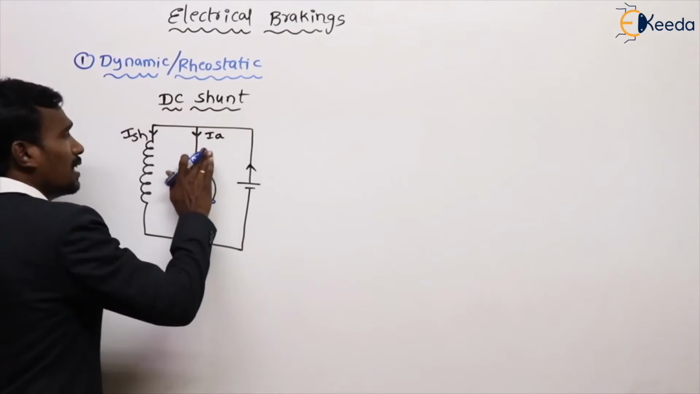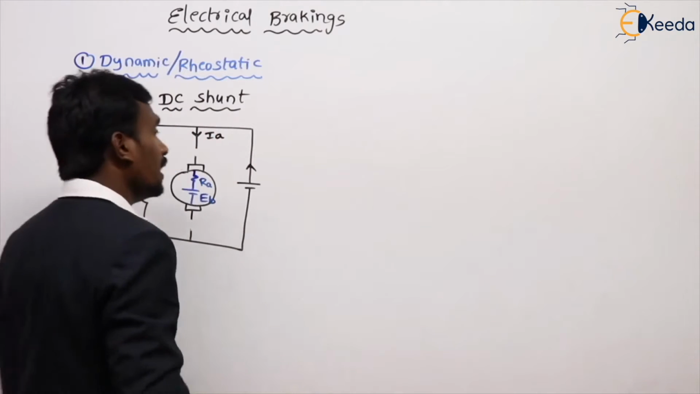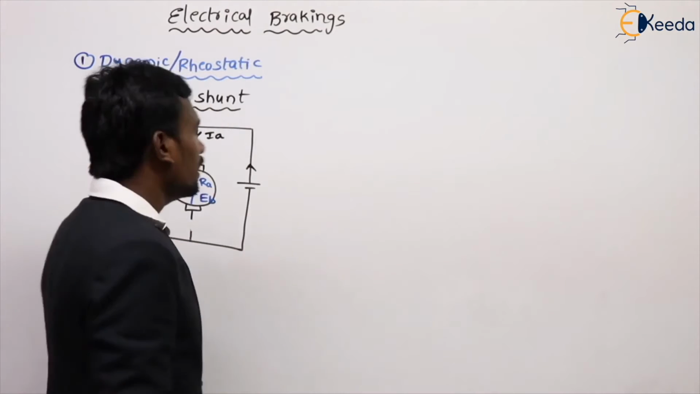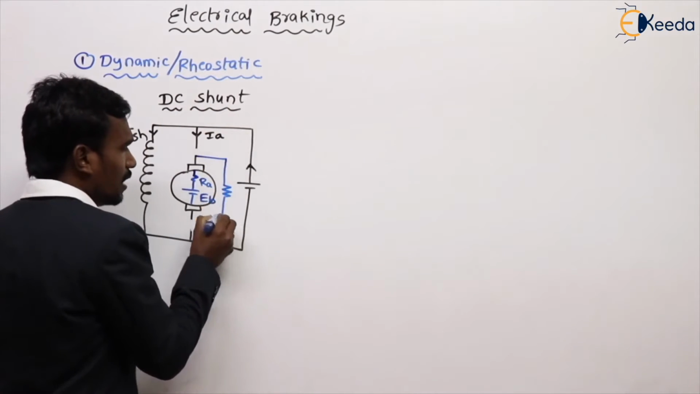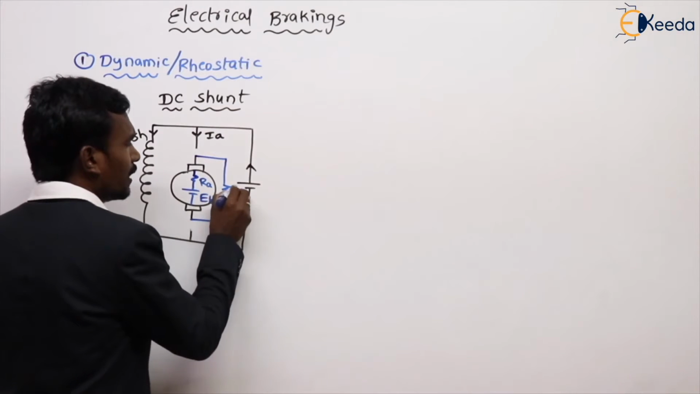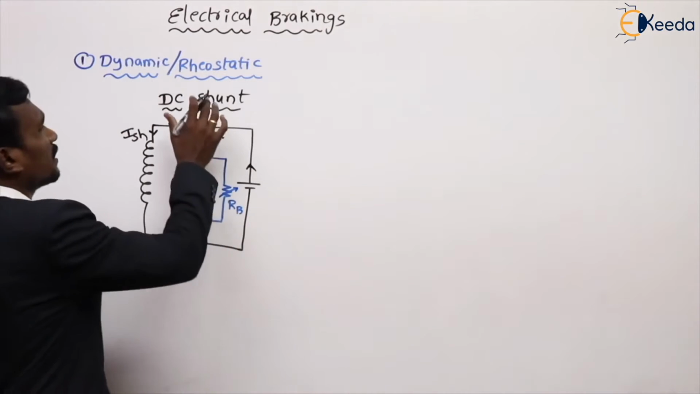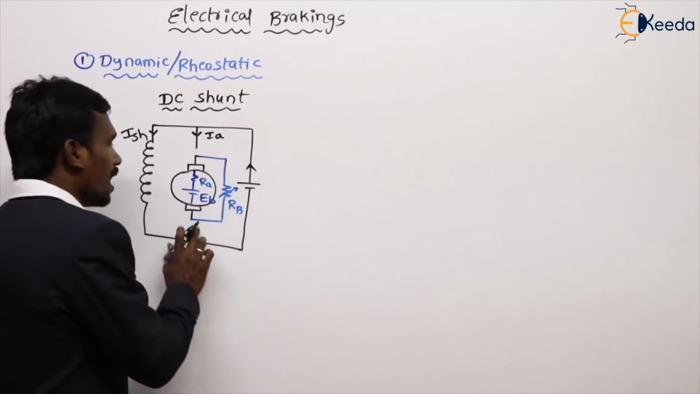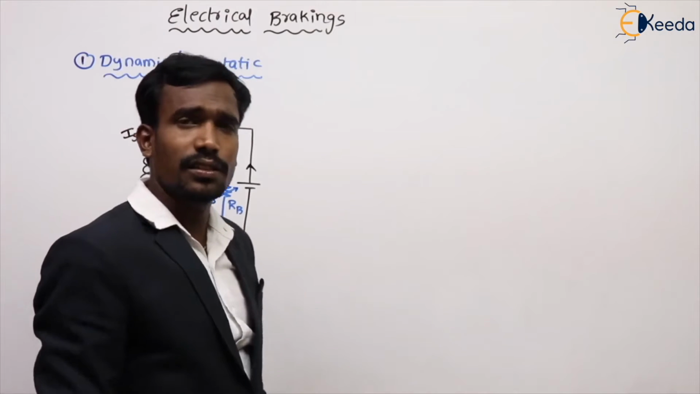In this method, the armature is disconnected from the supply. Listen carefully: only the armature is disconnected from the supply and connected to a rheostat, which is called the braking resistance. This is a variable resistance. This is the dynamic braking method or rheostatic braking method. In this method, the armature is disconnected from the supply and connected to a braking resistance RB.